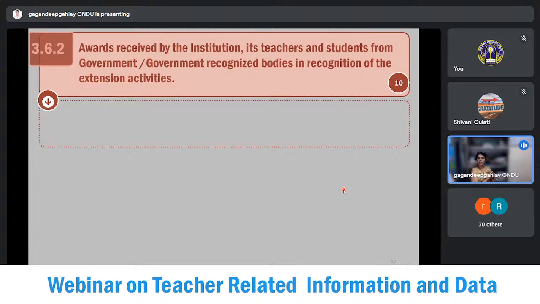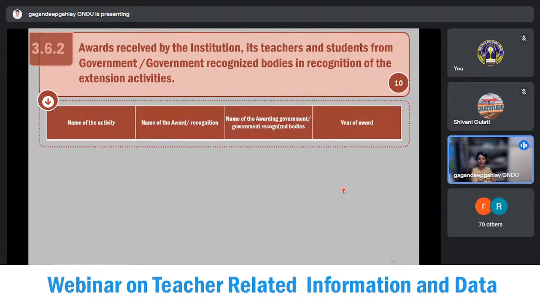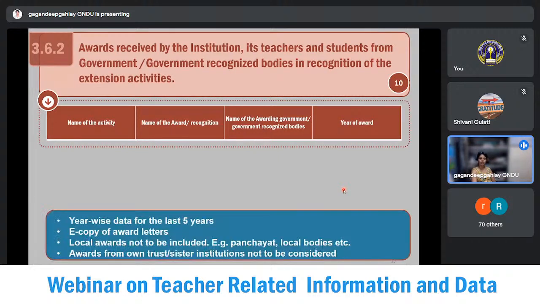So this will include awards, for example, the awards your NSS or NCC cadets get, or any other student or teacher who has received an award for the various extension activities which have been carried out. It can be the institute itself too. So we have to again give the name of the activity, which is the award or recognition which has been obtained, the name of the awarding government recognized bodies or other, as well as the year of the award.